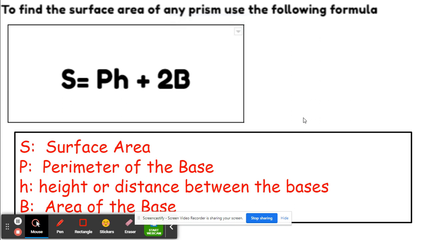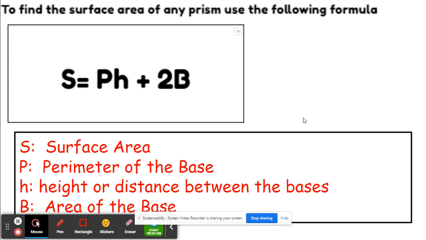All right, so we're going to do a quick review of how to find the surface area of any prism. So our formula is S equals P times H plus 2 times B. And what that means is S stands for surface area. P is the perimeter of my base of my figure.